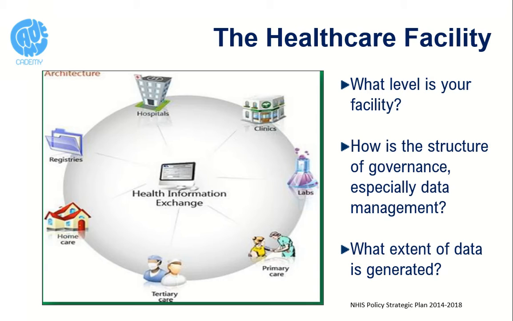The reason for bringing this up is for us to understand that if I were dealing with a primary healthcare facility, there's a level and extent of data that I should be expecting from that level of facility. So for the health records and information manager working at that level, he will be limited to certain kinds of healthcare data that are generated from that level. So you will know what to expect.